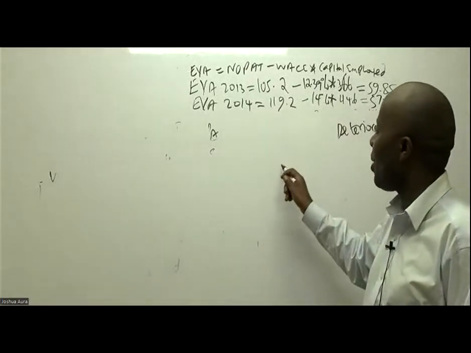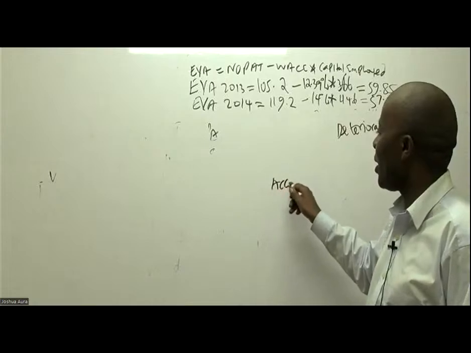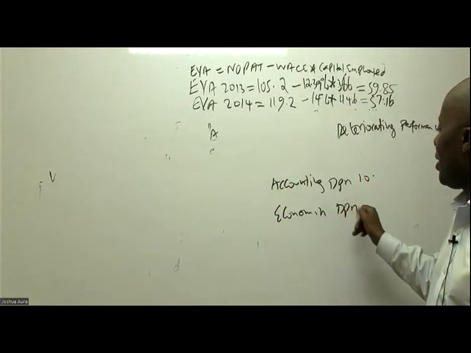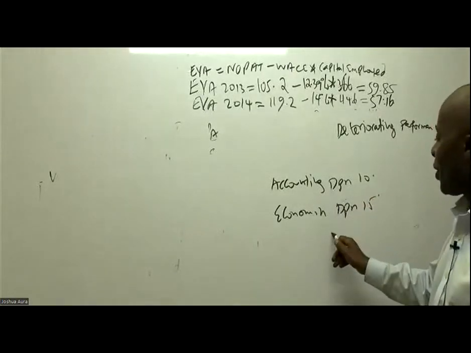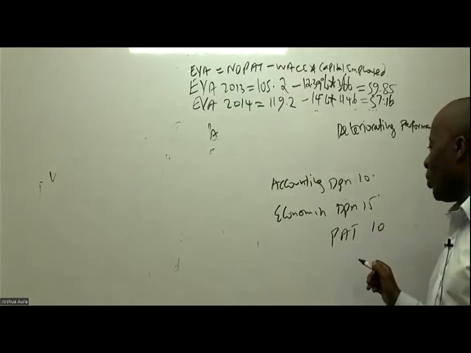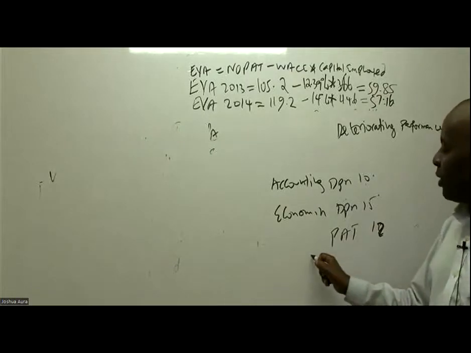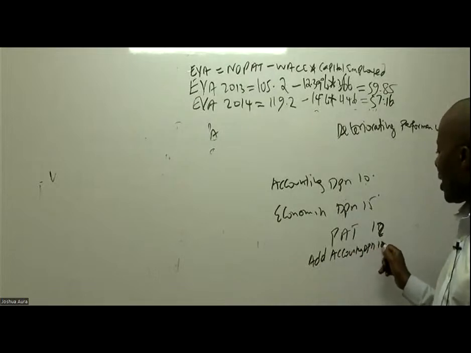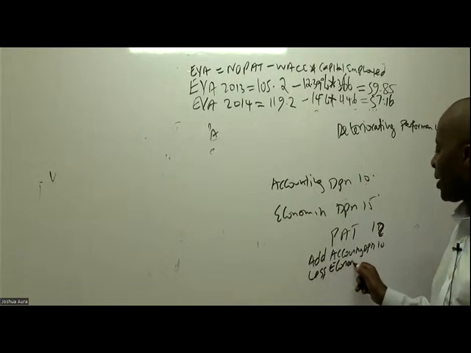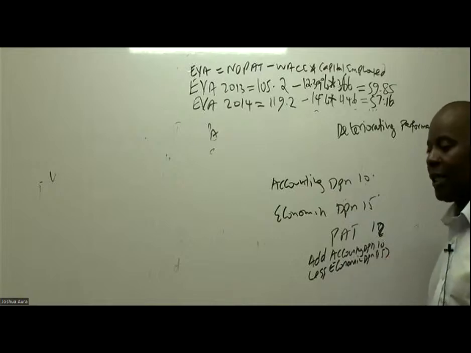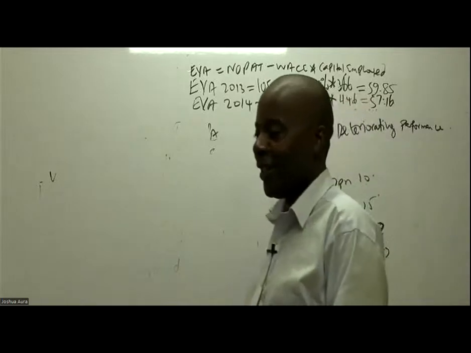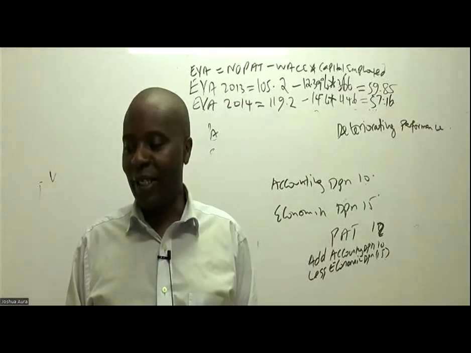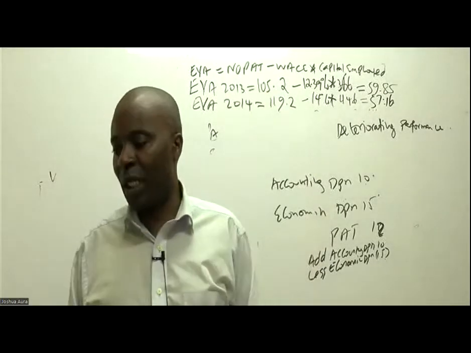There is somebody who was asking about economic depreciation. If they told us that accounting or book depreciation is 10, and economic depreciation is 15, then in my profit after tax I would add back accounting depreciation of 10, because it's the bad one, and then less economic depreciation of 15. Have I answered your question, Martin Kiunguti? When they're different, you add back the accounting depreciation and less the good depreciation, which is economic depreciation.